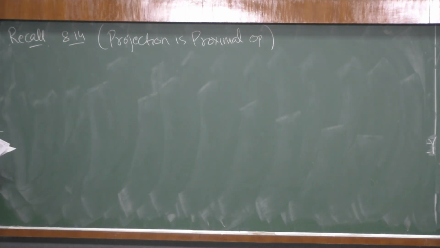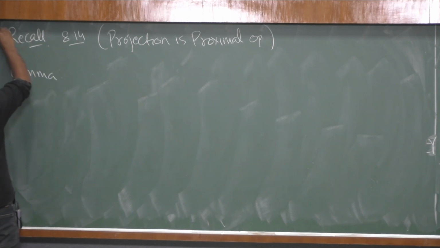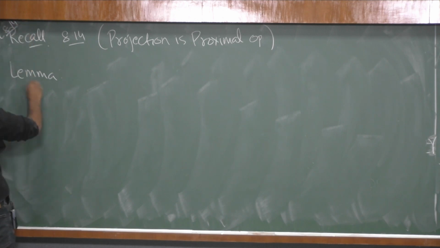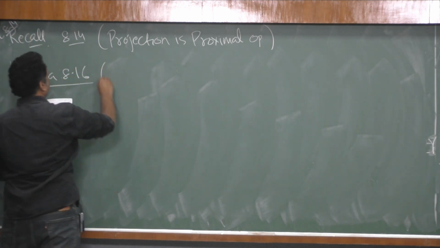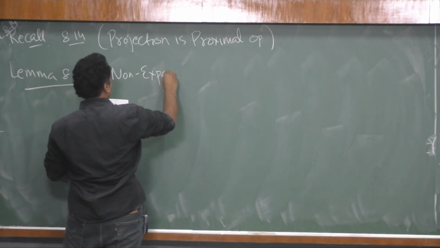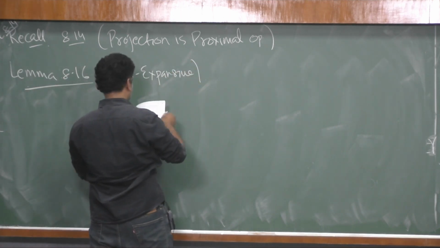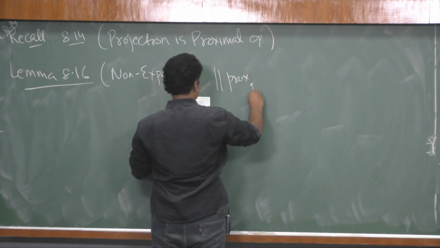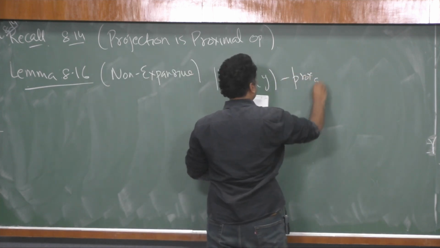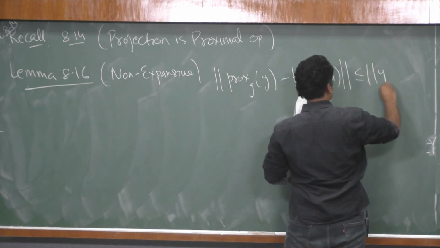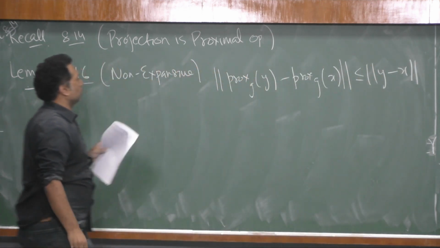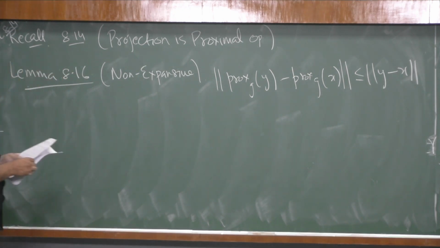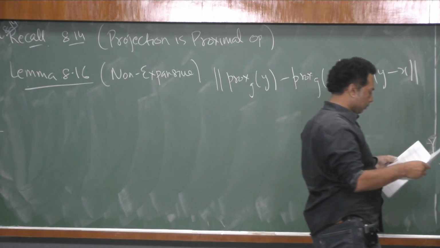Projection is a proximal operator, and we are going into the specifics. And then we had the lemma. This was lemma 8.14, and this is lemma 8.16, and this was about the non-expansiveness. It says that the norm of prox g of y minus prox g of x is less than or equal to the norm of y minus x. So you just recall this, we have done these proofs. Now we will use this fact to prove this theorem.